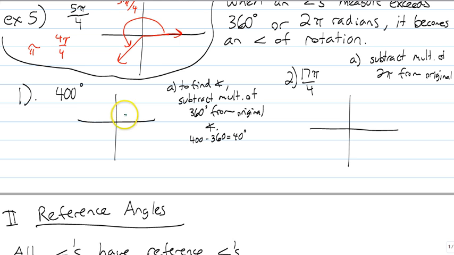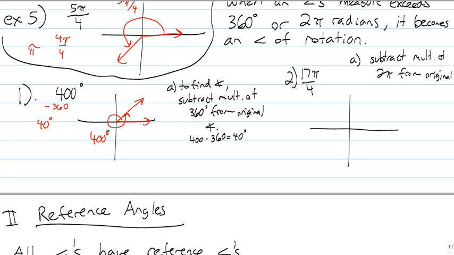So think about it this way. I have 400, which means that if I go 360, then I'm left with 40 more degrees. So that means I'm going to go all the way around, and then I'm going to go, so that's 360, and then I'm going to go another 40. So it looks just like a 40-degree angle, except I've rotated it once. So this would be 400.